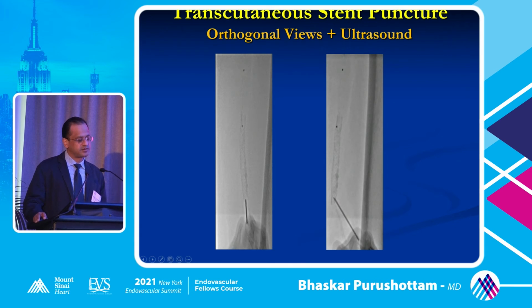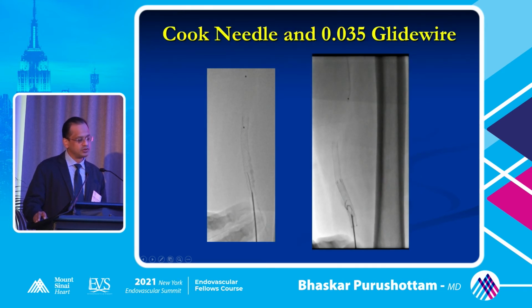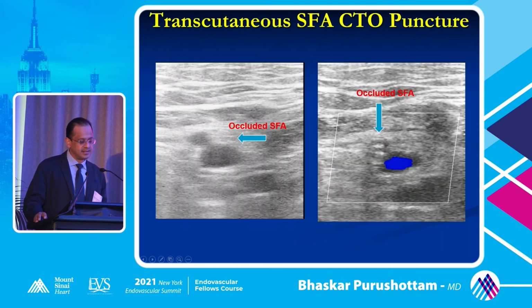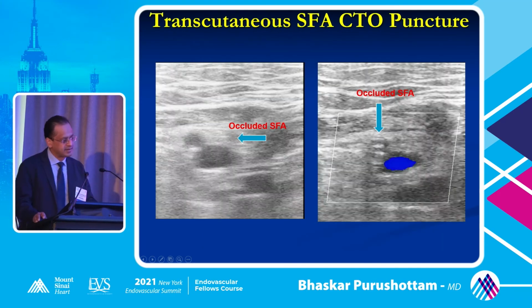Here's a case where we couldn't penetrate, get into the stent, so we performed a stent puncture transcutaneously. And then once you get inside, use a Cook needle and use your 035 glide wire. And again, once you get your wire in, make sure you take a bunch of orthogonal views to make sure you're inside the stent.